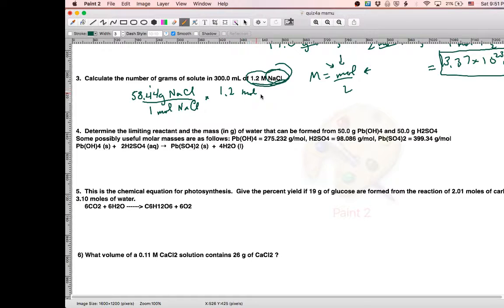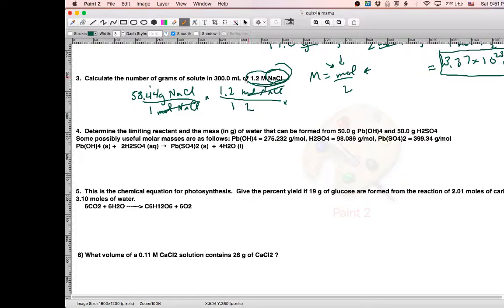1.2 moles NaCl in 1 liter of solution. So the moles NaCl cancel. Woo! And now I have liters. I need to cancel out the liters because they're asking for the answer in grams. Grams needs to be the only unit that's not crossed out.